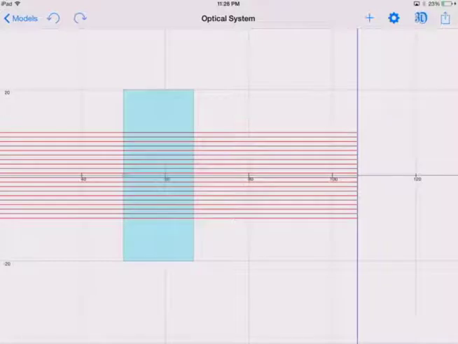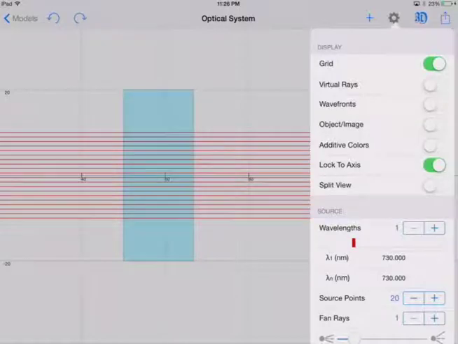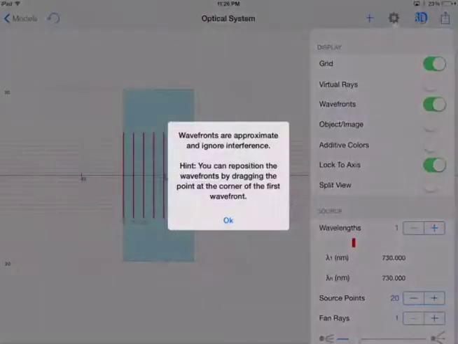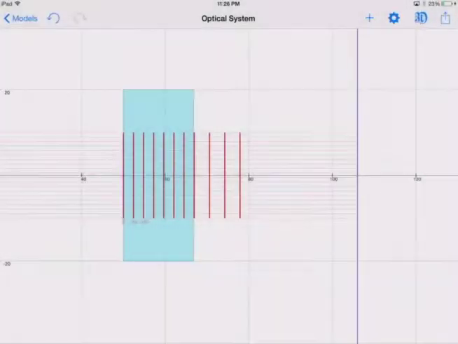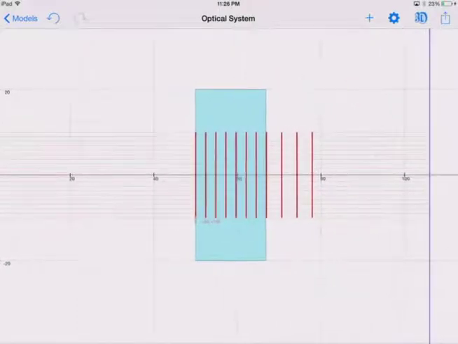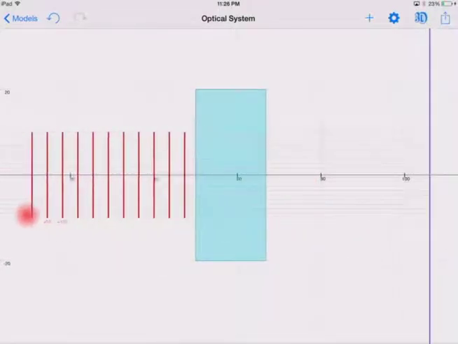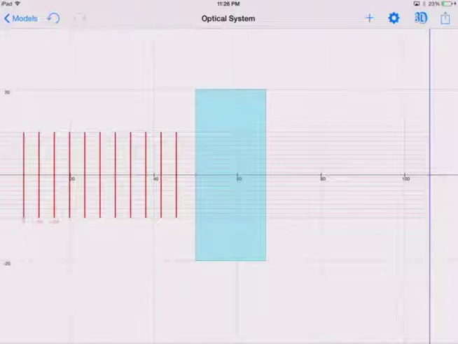So let's reset the angle of our glass and go back to options and turn on the feature for displaying wavefronts. I can move this all the way back. The application is now drawing wavefronts every 5th wavelength of the beam.